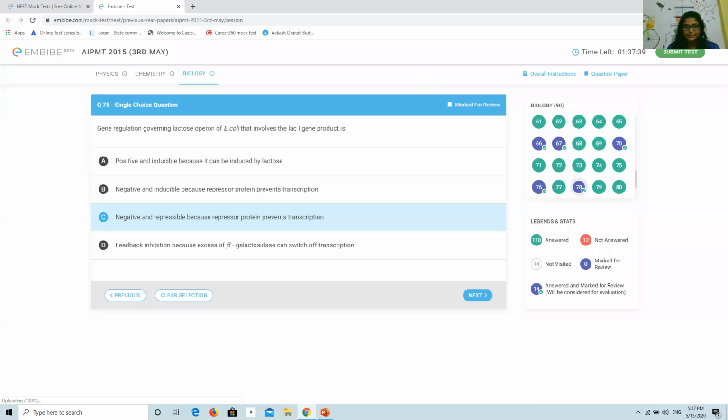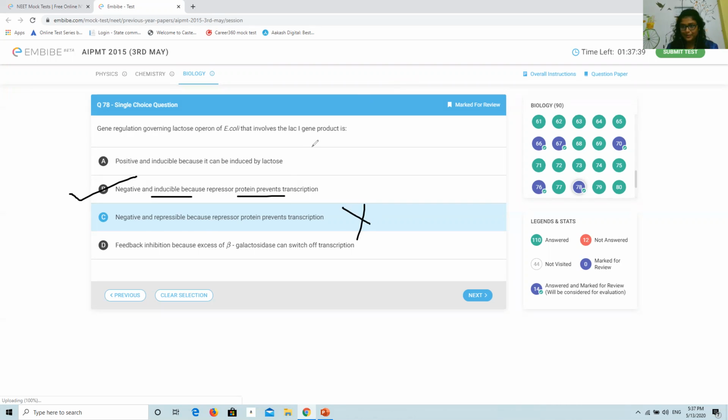Let's move ahead. Gene regulation governing lactose operon of E. coli that involves lacI. Open the lac operon paragraph in your NCERT, the last line. I have done this wrong. But you know what the correct answer is? It is B, inducible. I knew the last line, but I could not recollect whether it was repressible or inducible. So yes, it is negative and inducible.